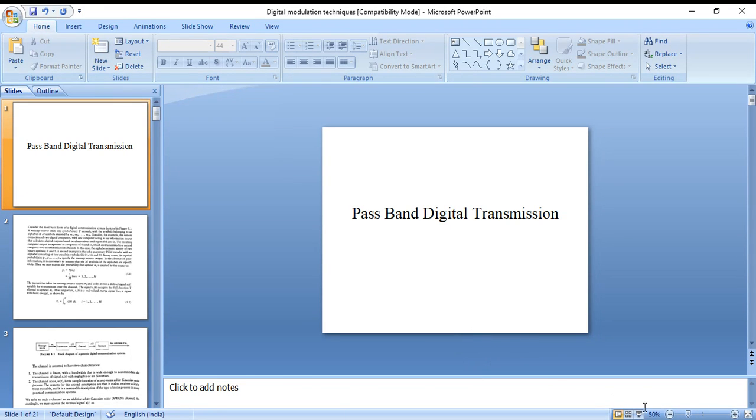Okay, dear students, today we will discuss passband digital transmission. In our previous lecture on baseband pulse transmission, we studied how data is represented in the form of a discrete PAM signal, which is transmitted directly over a low pass channel. There we had ISI and some channel noise, which we reduced by pulse shaping.